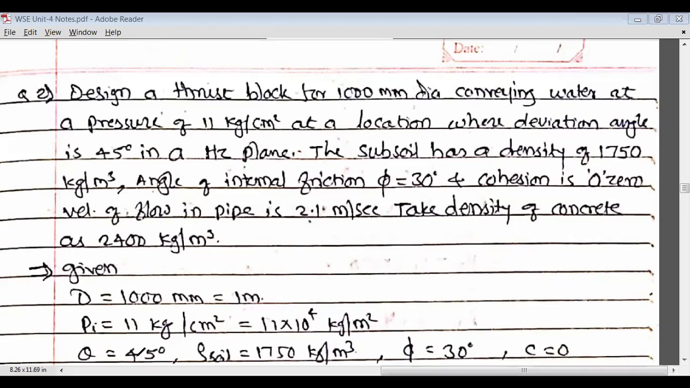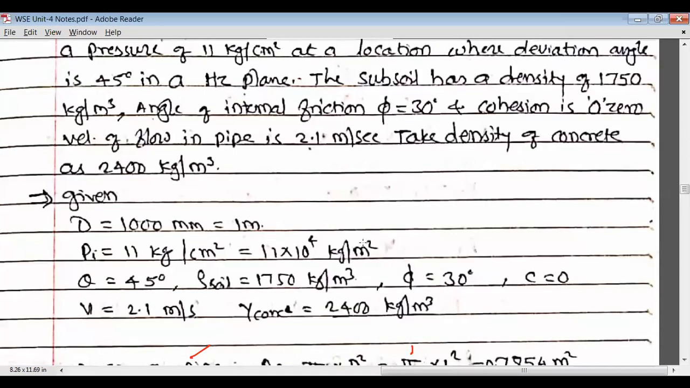Then angle theta is given as 45 degrees. Then the mass density of the soil is given, rho soil is equal to 1750 kg per meter cube. The angle of internal friction phi is equal to 30 degrees and c is equal to 0. It has been given. Then the velocity of flow is given, v is equal to 2.1 meter per second. Then the density of concrete is given as 2400 kg per meter cube.